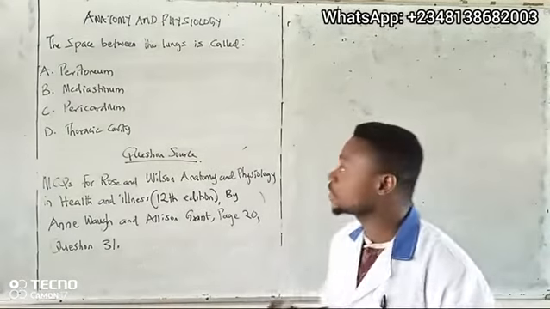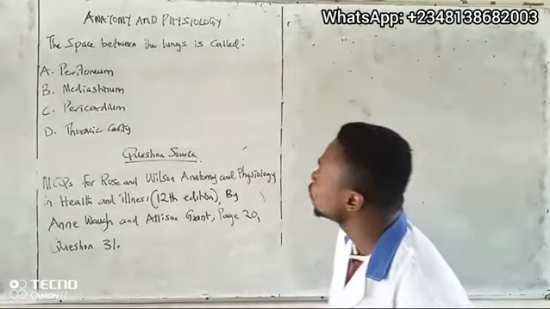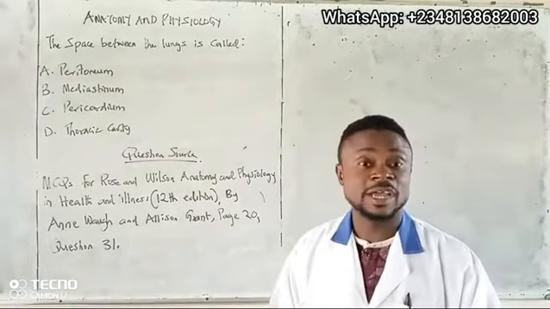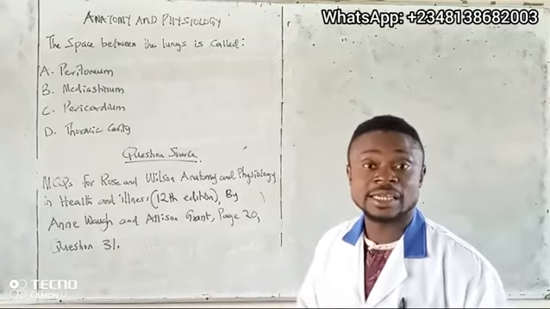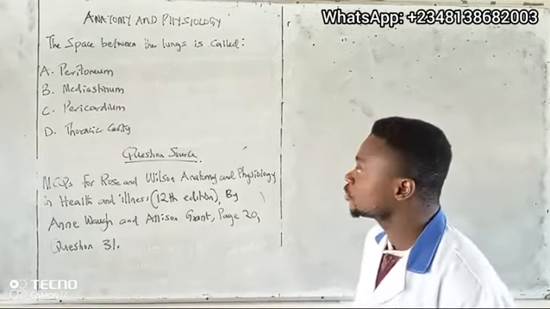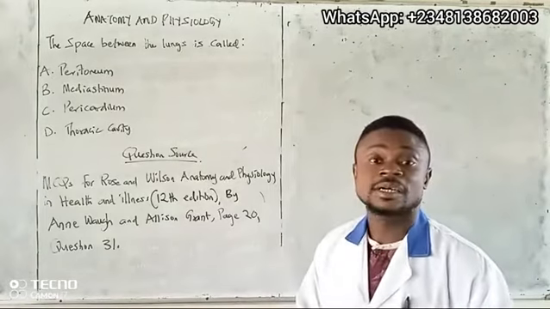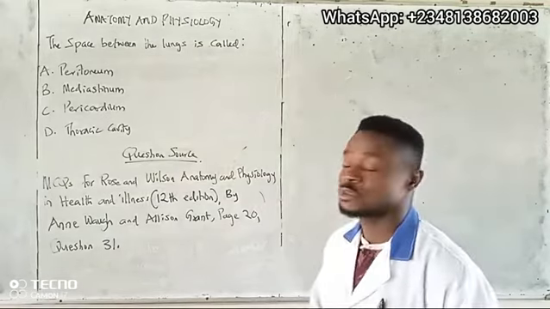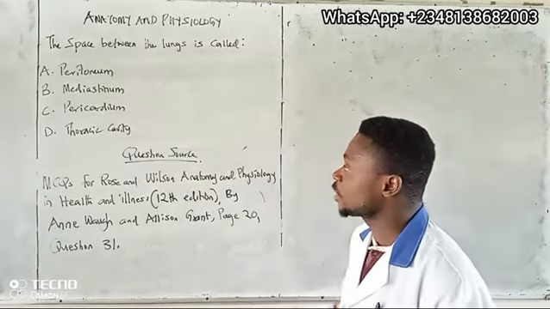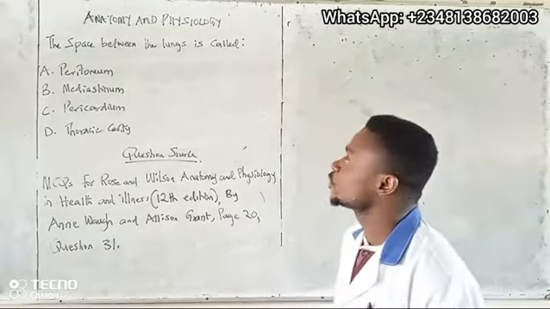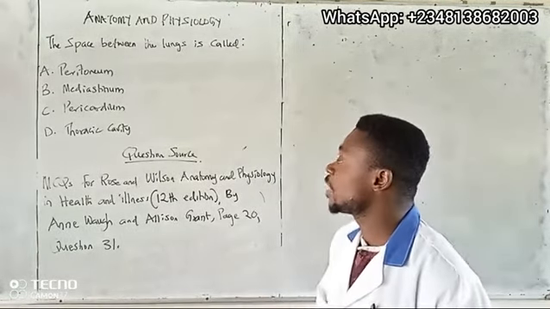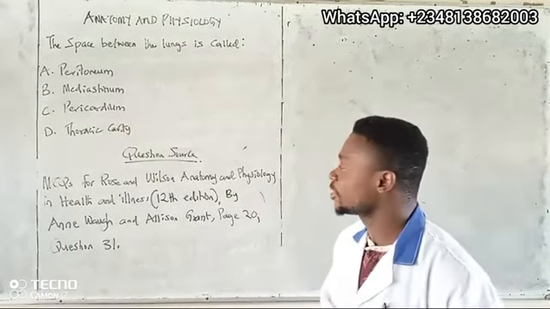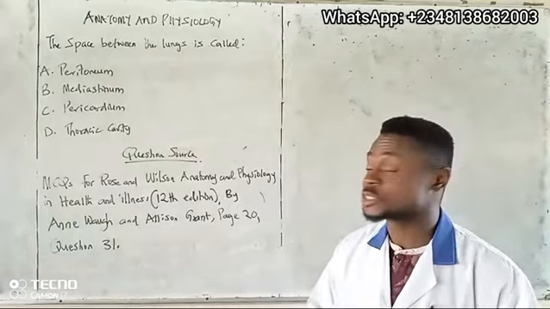Now let's go back to the question. The space between the lungs is called... you know that the lungs are located where? In the thoracic cavity. Good. So please don't just rush and pick the answer, because you may make a mistake. What we are going to do is analyze the options one after the other, after which we pick the most appropriate answer. All right, let's go.